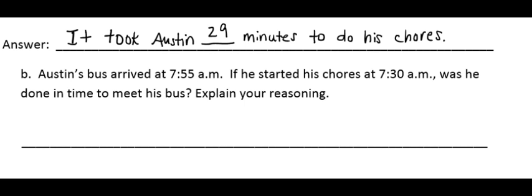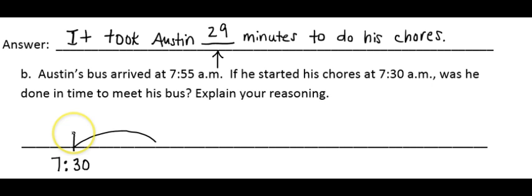Now we're going to use that answer to help us solve the next problem. This one says Austin's bus arrived at 7:55 a.m. If he started his chores at 7:30 a.m., was he done in time to meet his bus? Let's explain our reasoning. Well, if he started his chores at 7:30, I'm going to turn this into a number line here. Here's 7:30, and we know it took him 29 minutes to do the chores. So let's hop along here on the number line.